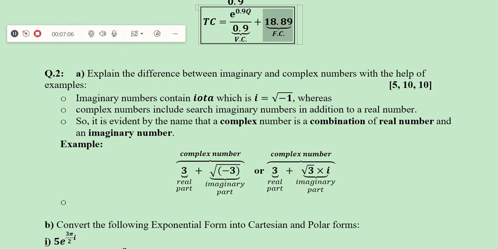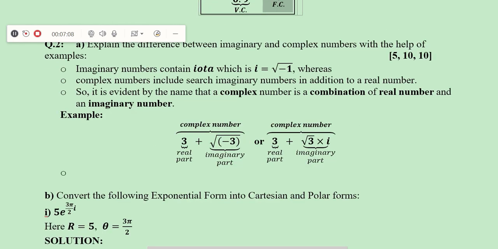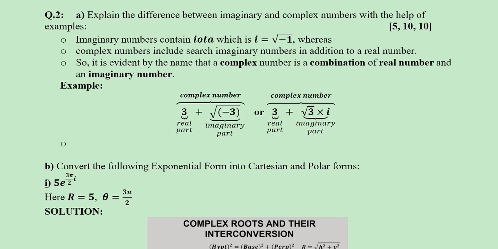Now we come to the next question, and it has the difference between imaginary numbers and complex numbers. This is the first part, and it is very easy to understand that whenever we have iota, the Greek letter, in our given function or expression, it will be an imaginary number, which is equal to the square root of minus 1. That is the square root of a negative value.